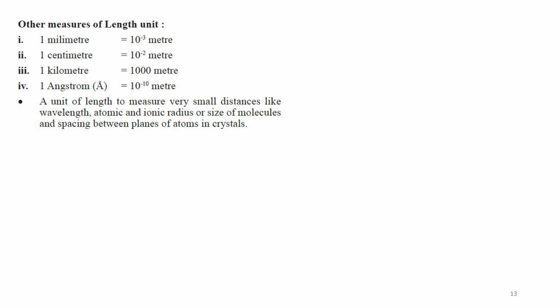Next, the other measurements of length unit. 1 millimeter is 10 to the power minus 3 meter, 1 centimeter 10 to the power minus 2 meter, 1 kilometer 1000 meter, 1 angstrom 10 to the minus 10 meter. You know that this unit of length is used to measure very small distances like wavelength, atomic and ionic radius or size of molecules, and spacing between the planes of atoms in a crystal. So small distances are also measured, so they come in negative powers, like nanometer and angstrom.